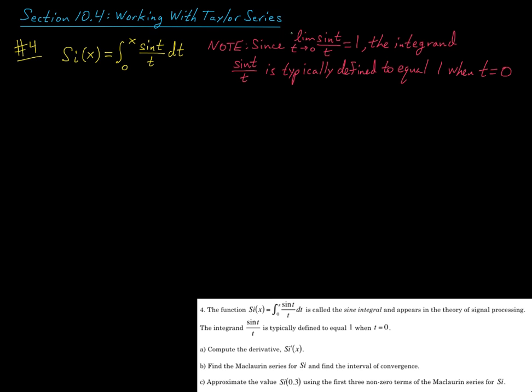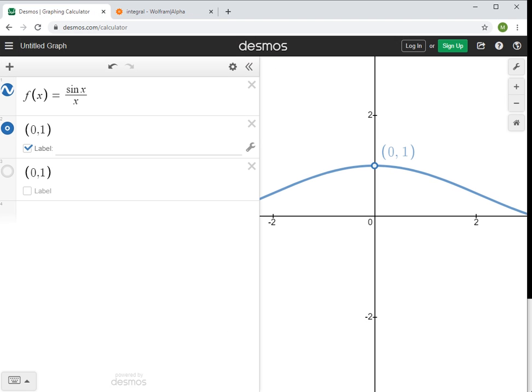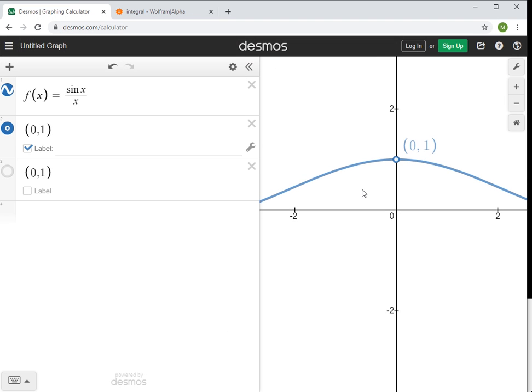But noting that the limit as t approaches 0 of sine t over t is equal to 1, we showed this in question 2, the integrand sine t over t is typically defined to equal 1 when t is 0. And what that does is effectively remove the discontinuity.